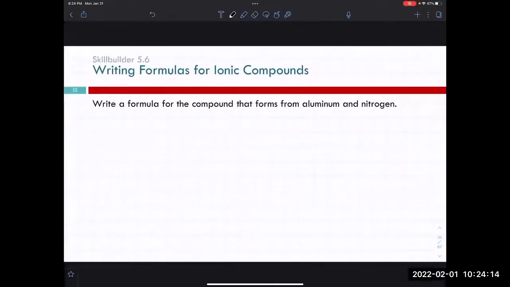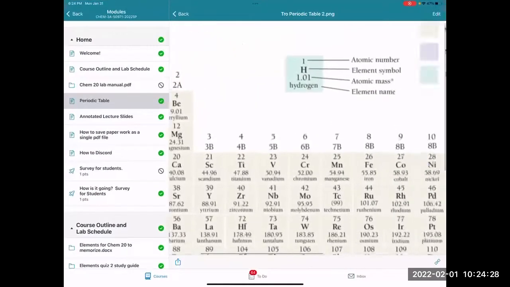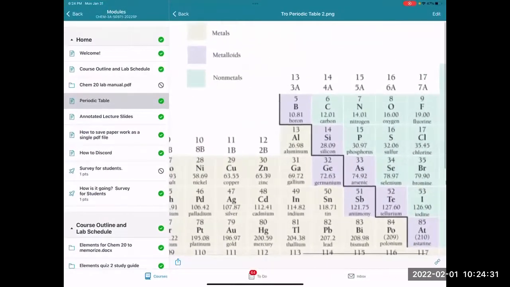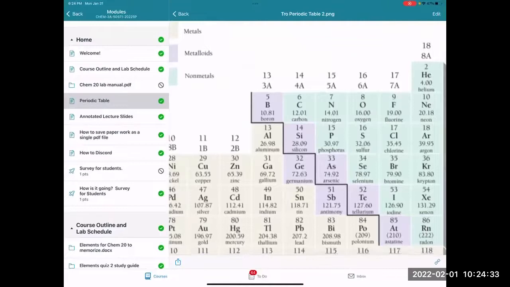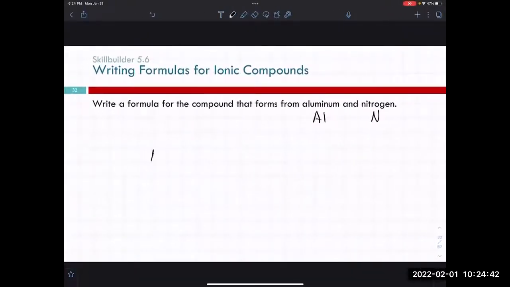Let's do this one last example very quickly. So I'm going to write the formula for the compound that forms from aluminum, so Al, and nitrogen. So going to the periodic table, aluminum is in 3A. Nitrogen is in 5A, so it's 5 minus 8. So it's a 3- charge. So Al3+, and then N3-.